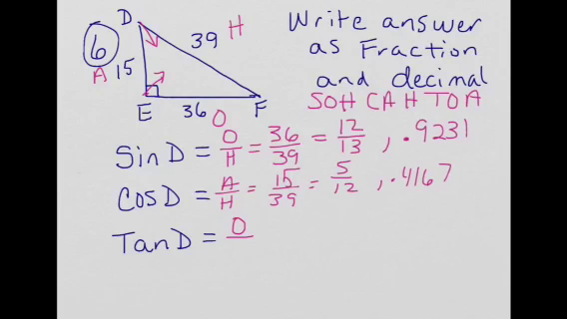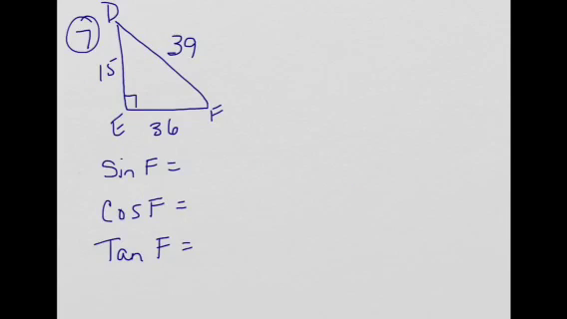is opposite over adjacent. So our opposite is going to be 36, and our adjacent is going to be 15, and that's going to simplify to 12 over 5, and that's going to be 2.4. All right, so we have our second one, so we're going to go ahead and draw our arrow out to our hypotenuse. And now we're working with angle F, so our angle is going to come out of F, which is going to point to our opposite and going to point to our adjacent.